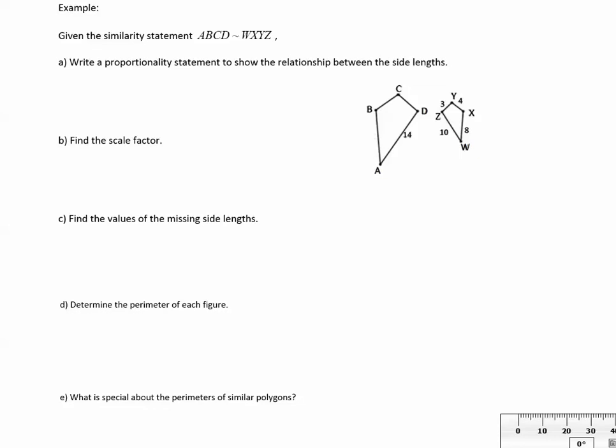Let's take a look at one more example. Given the similarity statement, ABCD is similar to WXYZ, write a proportionality statement to show the relationship between the side lengths. Now notice we don't have all of the side lengths in the bigger polygon, but I don't need them. I've got the similarity statement to refer to. So side AB corresponds with side WX.